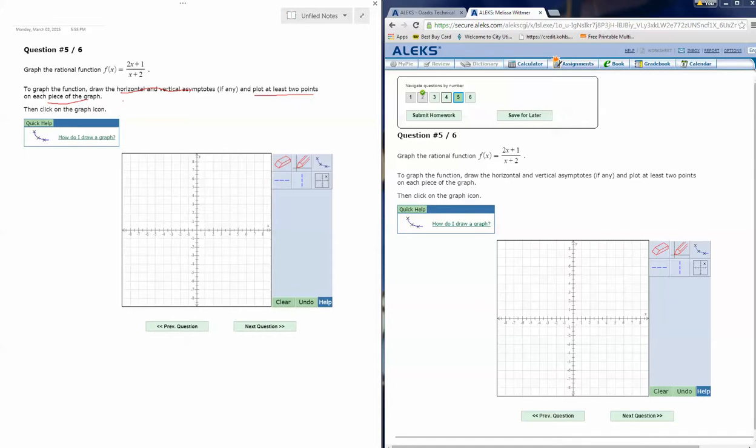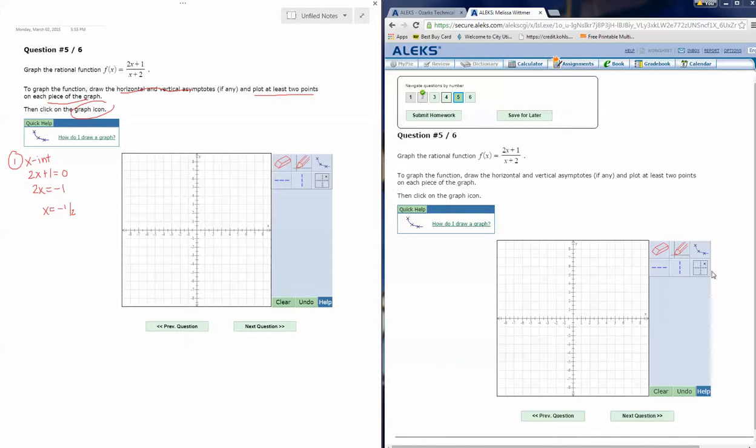Once you have plotted your points and you've set everything up with the asymptotes, at the very end you will click the graph icon. So this function is 2x plus 1 divided by x plus 2. So let's find some x-intercepts. x-intercepts are where we set the numerator equal to 0, and we solve that equation for x. So I get an x-intercept at -1/2, comma 0.